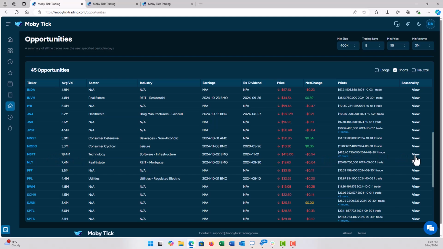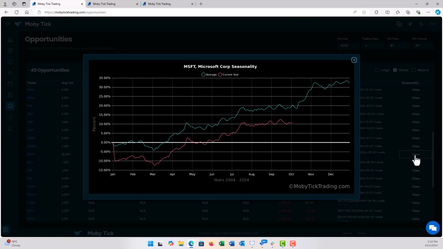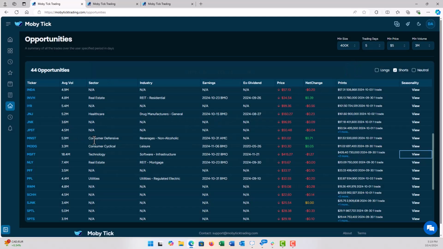First, we're going to check the seasonality on Microsoft. And Microsoft, starting in October, it actually seems to move up. Although this isn't indicative of future returns, it is 20 years of data though. So let's see what Microsoft is actually doing and see if it is a good short.